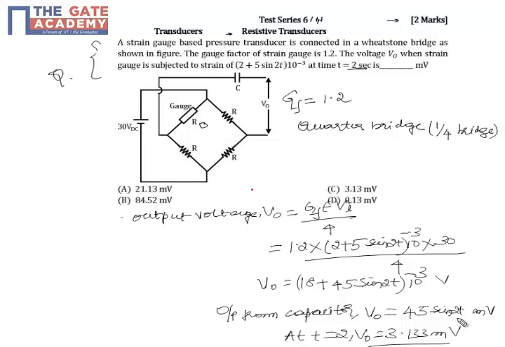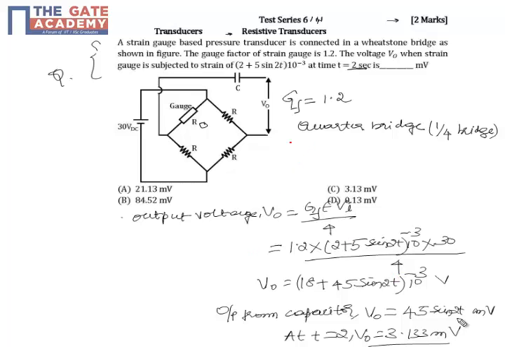The output voltage of a quarter bridge is derived as gauge factor multiplied by the strain applied, multiplied by the supply voltage, which is 30 volts here, divided by 4 because it's a quarter bridge. If it is a half bridge, it is divided by 2. So V output is equal to the gauge factor 1.2, substituted from the given question, into the strain applied, and the supply voltage 30 divided by 4. We get 18 plus 45 sin t into 10 to the power minus 3 volts.